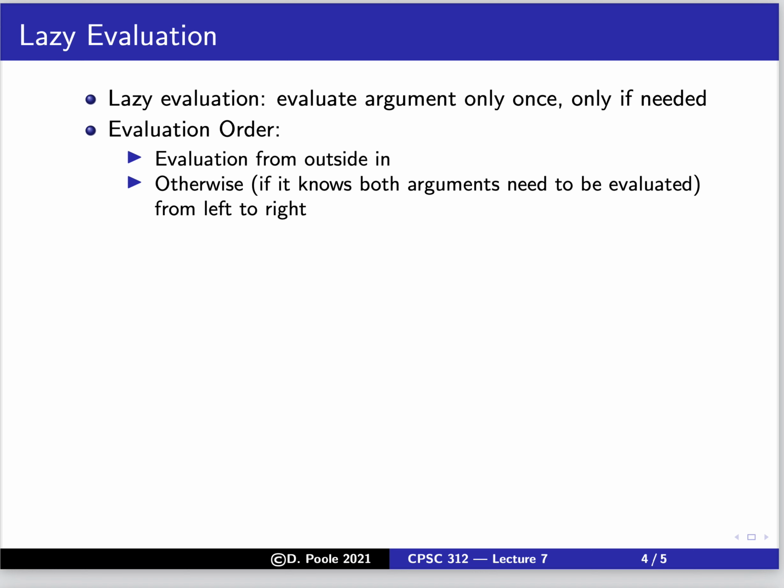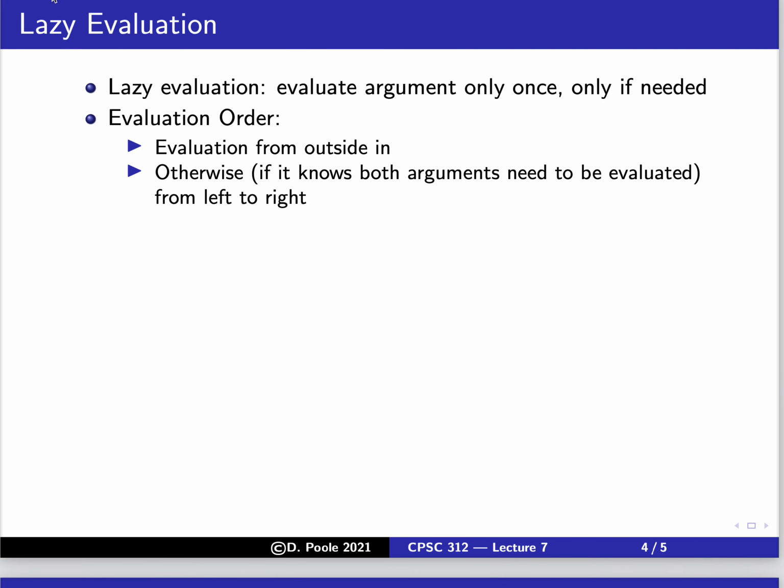So what Haskell does is what's called lazy evaluation. It tries to get the best of both worlds. It evaluates the arguments only once, but it only evaluates them if it's needed. If you think about it, this seems sensible. You only want to evaluate it once, but if it's not needed, you shouldn't evaluate it. As for the evaluation ordering, it evaluates from the outside of the expression in. Otherwise, if it knows the arguments need to be evaluated, it's going to go from left to right. So if it evaluates left, it might get a lambda form, then it's going to go from left to right.